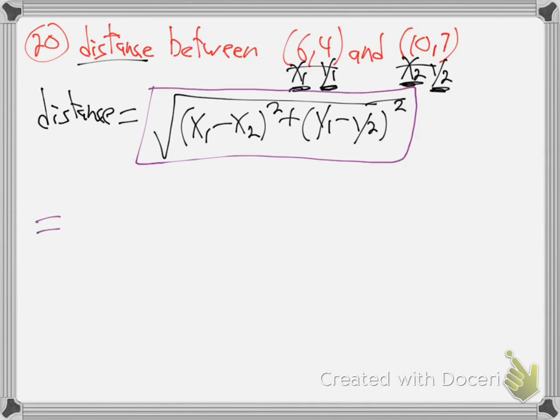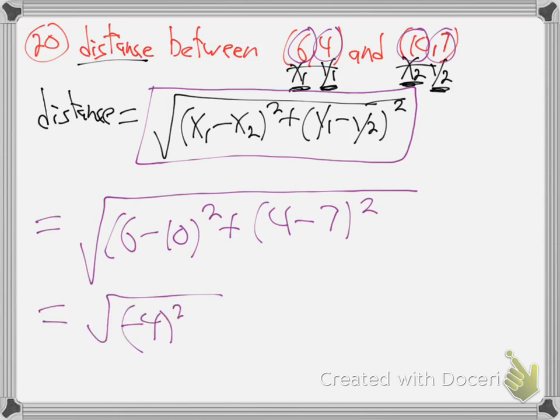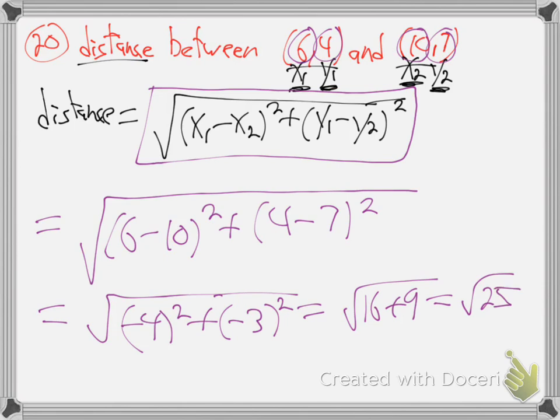So the distance will be the square root of x1 minus x2, 6 minus 10 squared, plus y1 minus y2, 4 minus 7 squared, which is the square root of negative 4 squared plus negative 3 squared, which is the square root of 16 plus 9, which is the square root of 25, which is 5.